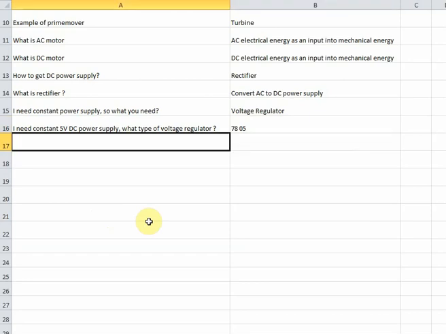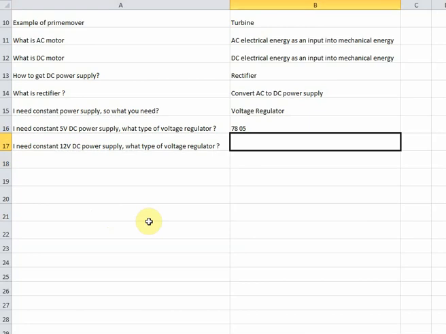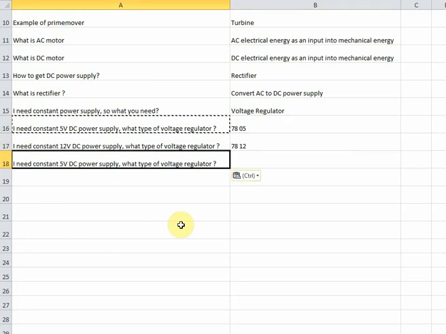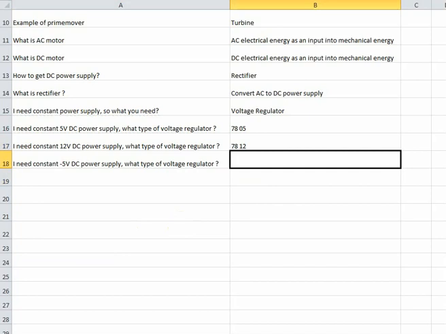Suppose the same question: I need a constant 12 volt DC power supply. What type of voltage regulator do you need? Yes, 7812. Very good. That's all about this. Maybe here I will add one more. This is a positive power supply. Suppose I need a constant minus 5 volt DC power supply. Minus 5 volts, so instead of 78 you select the 79 series, which is 7905.